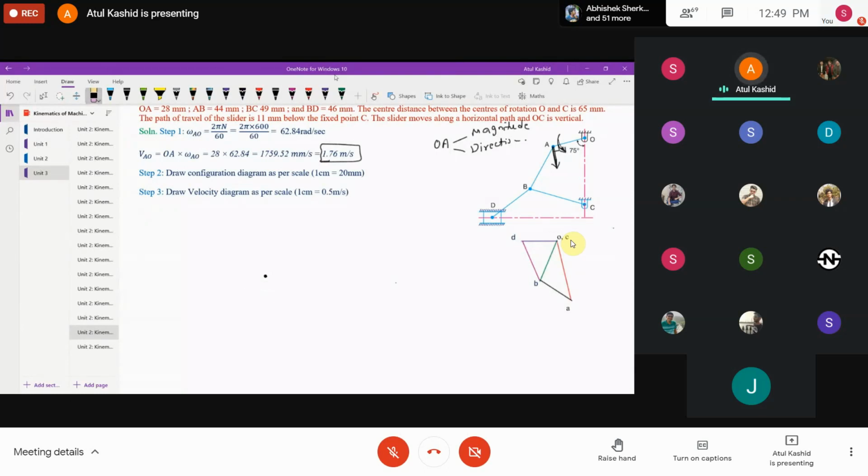just let me take these points. Okay, so now in the velocity diagram, we'll draw parallel to this line, right? So we have to start with the point O, right? And we have to move in the downward direction. Just a minute.